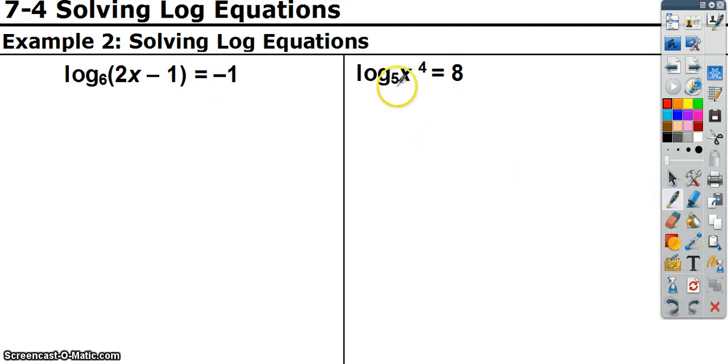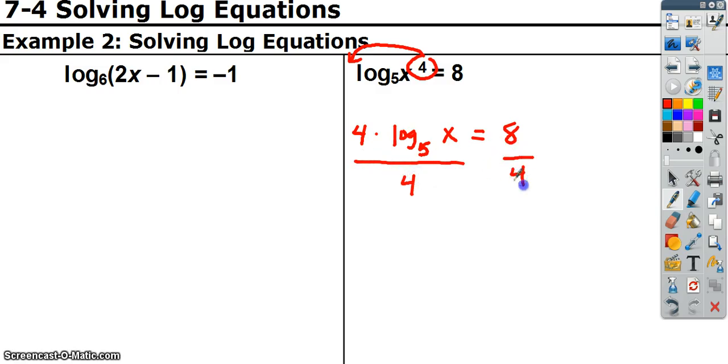On this one, we have an exponent here. You could leave it there and deal with it, but let's use one of the properties we learned about. Log properties tell us that if there's an exponent there, we can move it to the front and multiply the log by that number. So 4 times log base 5 of x equals 8. Now I can just divide by 4 on both sides, and that's going to cancel that. Log base 5 of x equals 2.